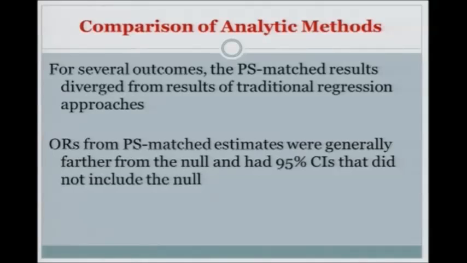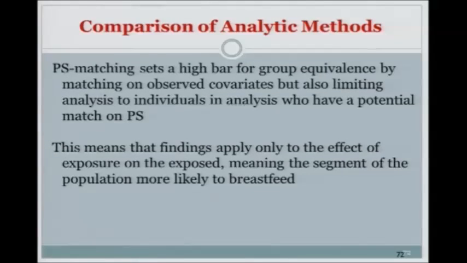The odds ratios from the PS-match estimates were generally farther from the null and had narrower confidence intervals, meaning that we were seeing an effect of breastfeeding with propensity score matching on some of the outcomes that we weren't seeing with multivariable regression. But again, it's very problem specific, very data set specific. So propensity score matching sets a high bar for group equivalence because of that common support issue. But then, remember, the findings apply only to the effect of the exposure on the exposed.